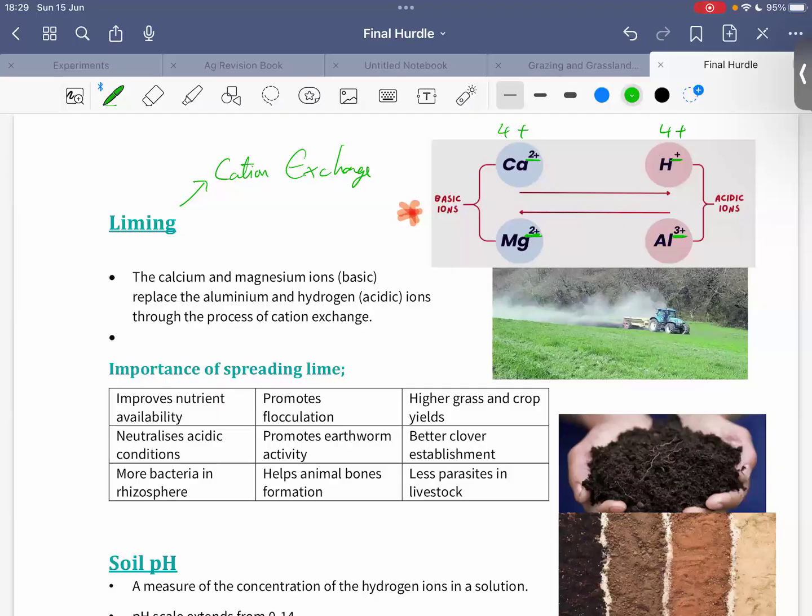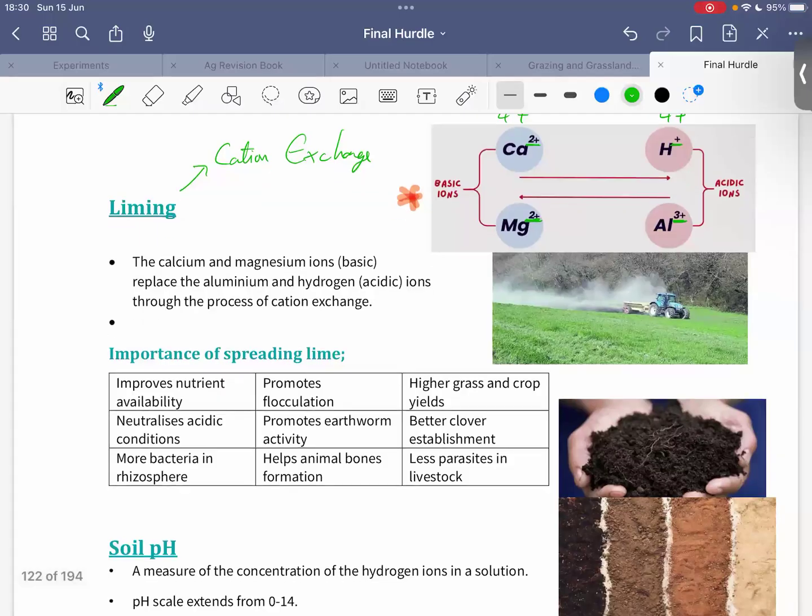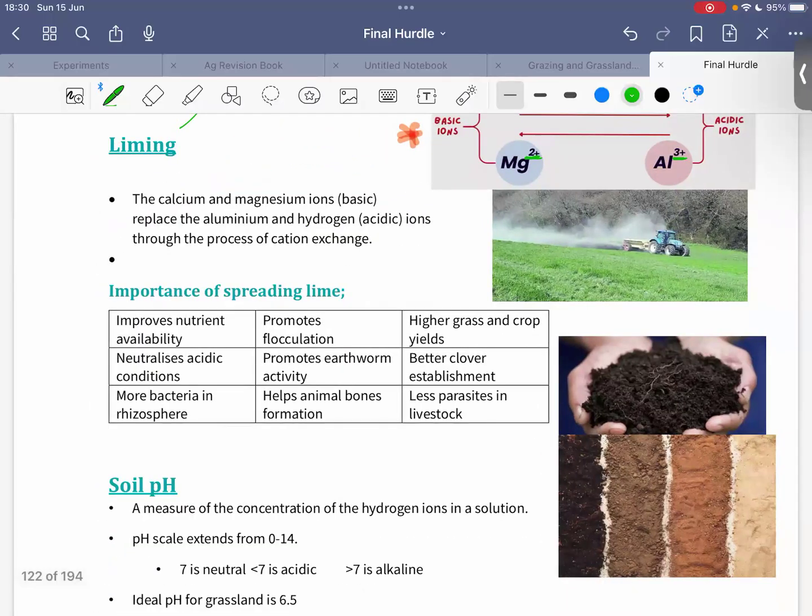Your basic ions are going in. Why? Because the main purpose of carrying out liming is to raise our soil pH. If we have a soil pH of 5.7, we want to get it up closer to 6.5, maybe get it up to 5.2, 5.3. Okay, so what happens in liming? Our calcium and magnesium, which are basic ions, replace aluminium and hydrogen, which are acidic ions. And that process is known as cation exchange.